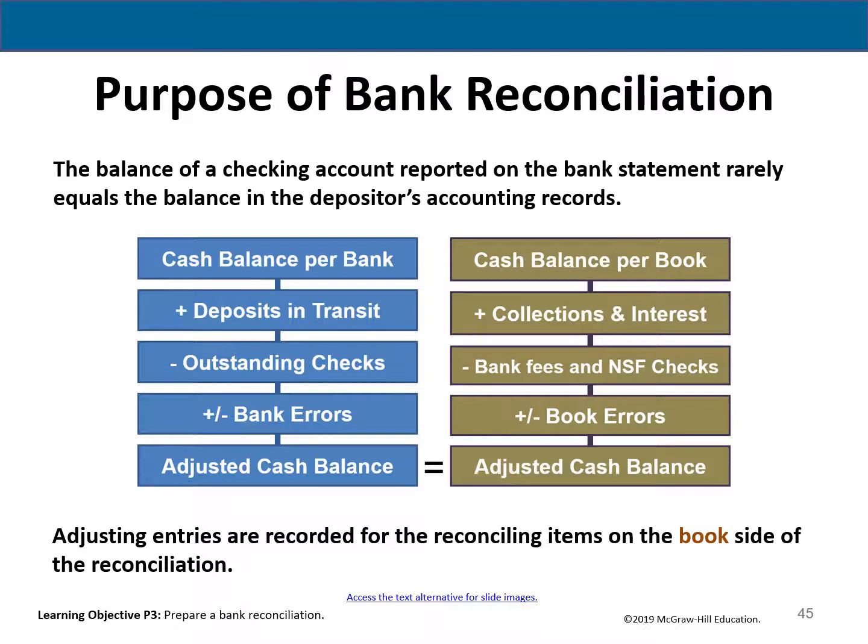The adjusted bank statement balance should equal the adjusted checking account balance at this point. We've accounted for all items in both places. They were either already there, so you didn't do anything with them, or they were missing.